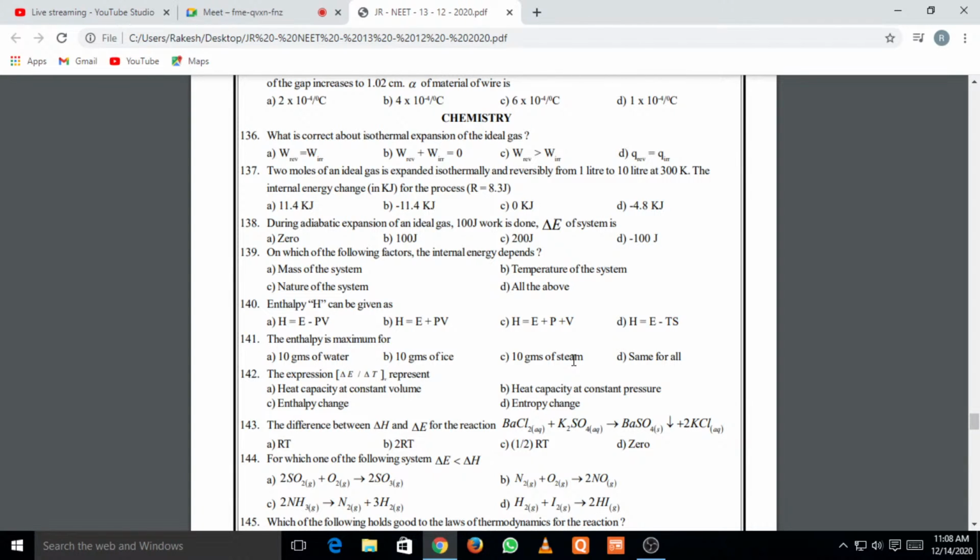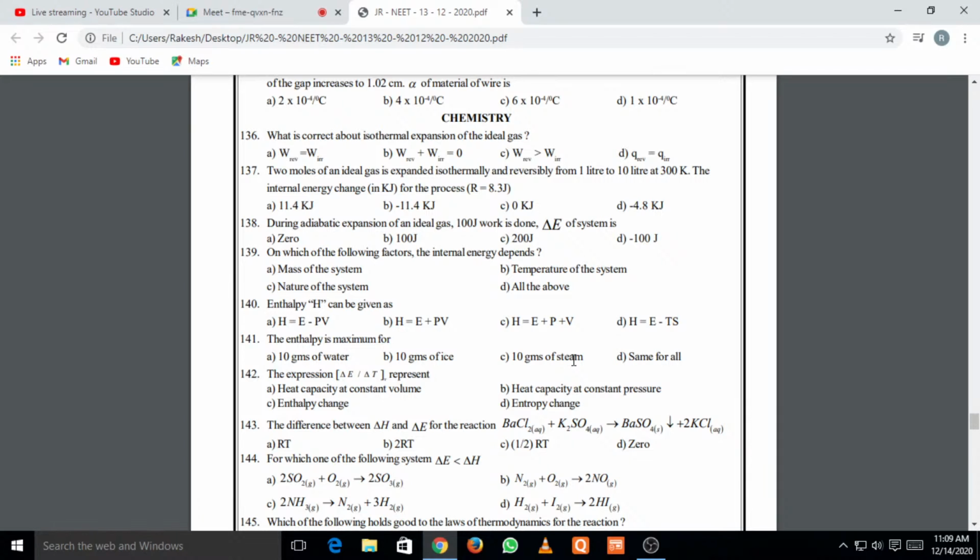Question number 140. Enthalpy H can be given as H is equal to E plus PV, from the classwork notes and NCERT textbook. Enthalpy is maximum for gaseous state components, because of high internal energy. Now the expression delta E by delta T, change in internal energy by change in temperature, is considered as the heat capacity at constant volume.